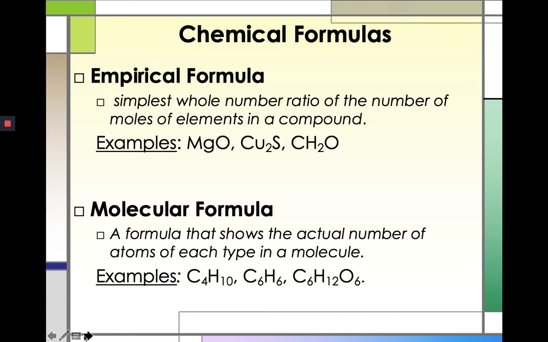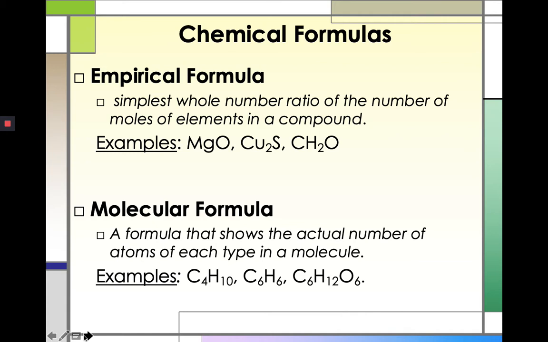Now, a molecular formula shows us the actual number of atoms of each type in a molecule. For example, you have C4H10, C6H6. Take note that a molecular formula can be reduced into its empirical formula by reducing it to lowest terms. So for example, C6H6 can be reduced to CH, while C4H10 can be reduced into C2H5. So that's the difference between molecular formula and empirical formula.